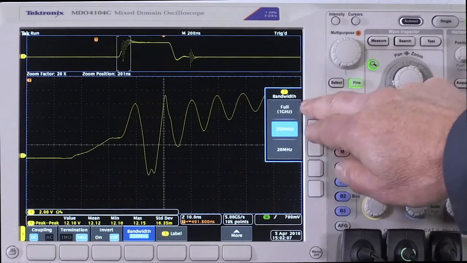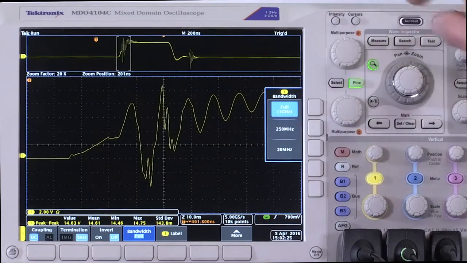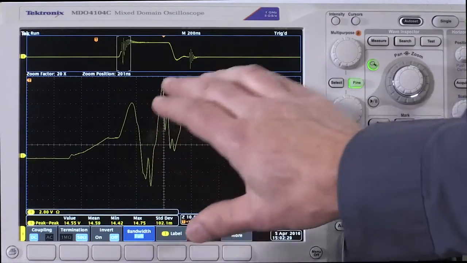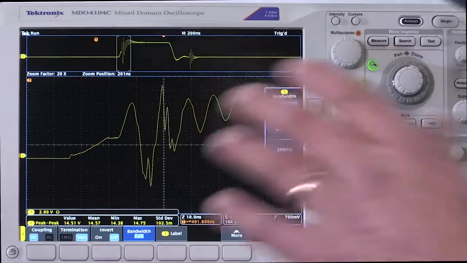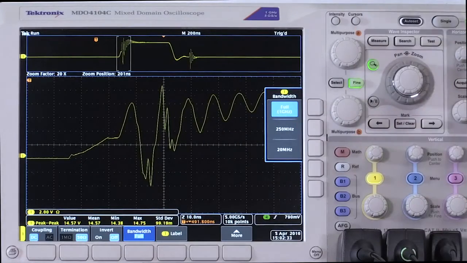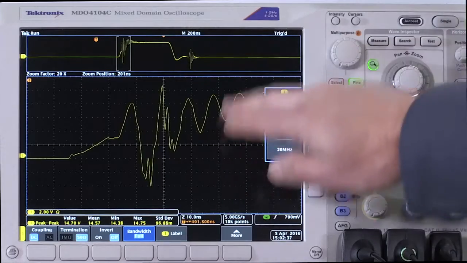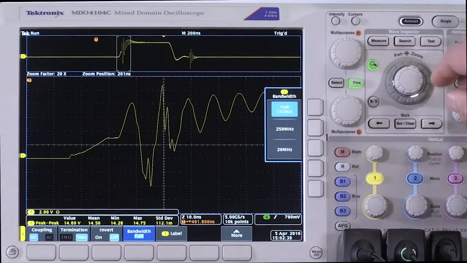So let's go to full bandwidth. So we go to full bandwidth, and then we start seeing more of this detail. So this is really what's happening on my waveform. I went from the 20 megahertz bandwidth limit, I went to the 250, and now I'm at a gigahertz. So I'm seeing all the high frequency components coming through on my signal.